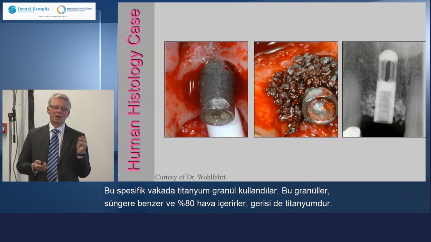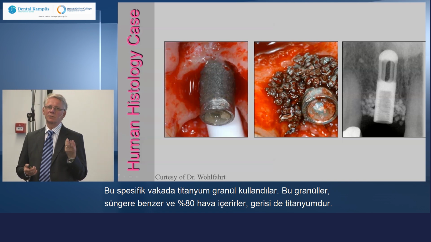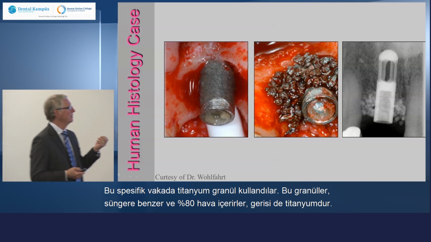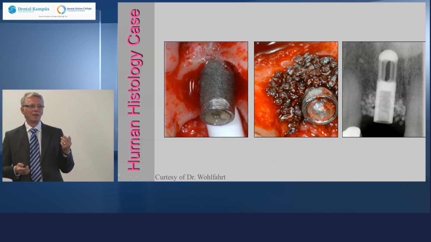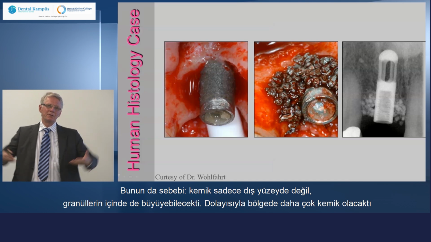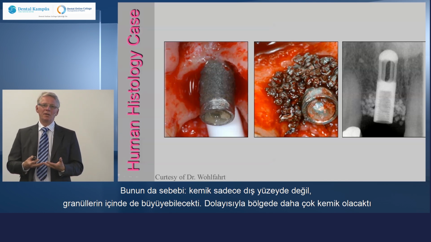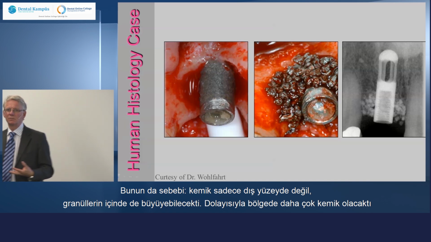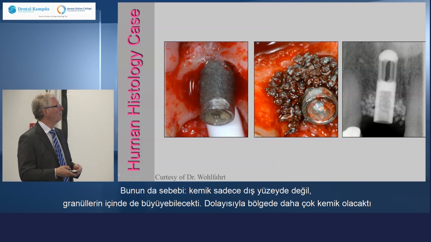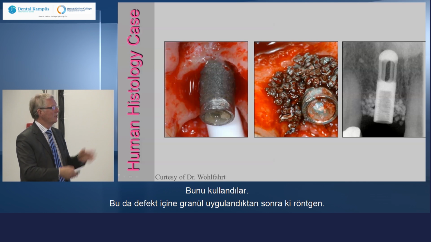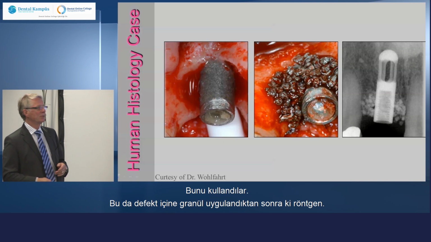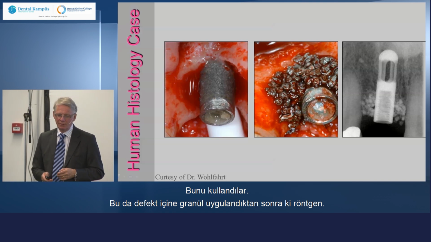Those are granules that are like a sponge, more or less. They consist of about 80% air, and the rest is titanium. The reason is that now the bone is going to grow not only on the outside, but also inside those granules, so you are going to have more bone in the area. So they used this, and this is the radiograph after application of the granules in the defect.